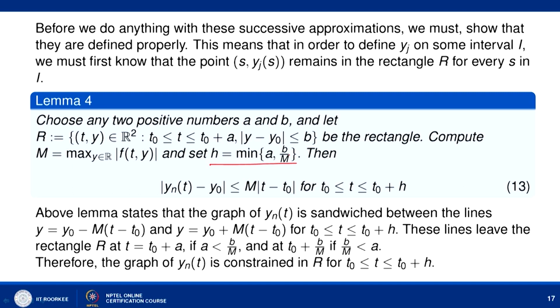So, what do we mean by this Lemma 4? This lemma states that the graph of y(t) is sandwiched between the lines y equal to y_0 minus M(t minus t_0) and y_0 plus M(t minus t_0). If you open this, modulus of y(t) minus y_0 is less than or equal to M(t minus t_0), you can say that y(t) lies between y_0 minus M(t minus t_0) and y_0 plus M(t minus t_0). That we can easily see like this.